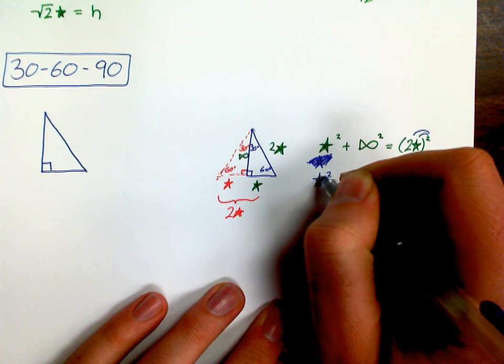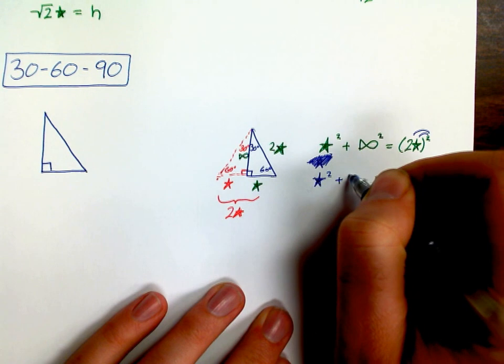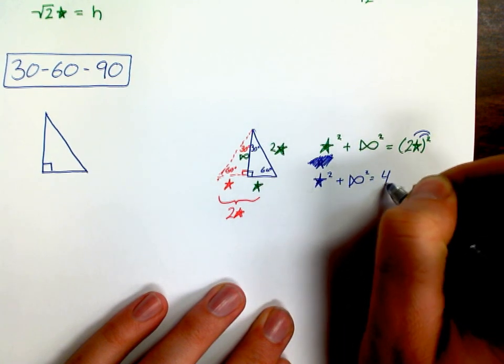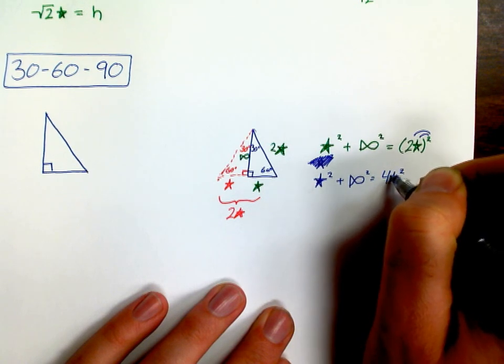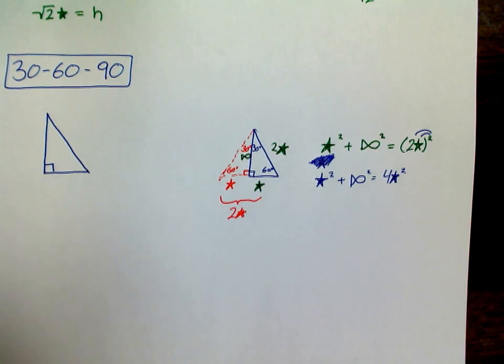Plus fish squared equals 4 star squared. Okay, cool. Now I can subtract the star squared. I was just so excited to subtract that star squared. I just couldn't wait.